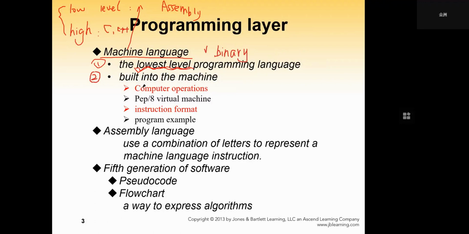So in the following classes, we are going to learn about what the computer can operate. And we use a PIP-8 virtual machine as an example to learn about the machine language, how the machine language works and how it represents things. So we also have to learn about the instruction format. As I have said, for each different machine, the instructions may be totally different. And all the machine language or programming is based on the instructions built into the machine. So we are going to learn about the instruction format using this PIP-8 virtual machine as an example.